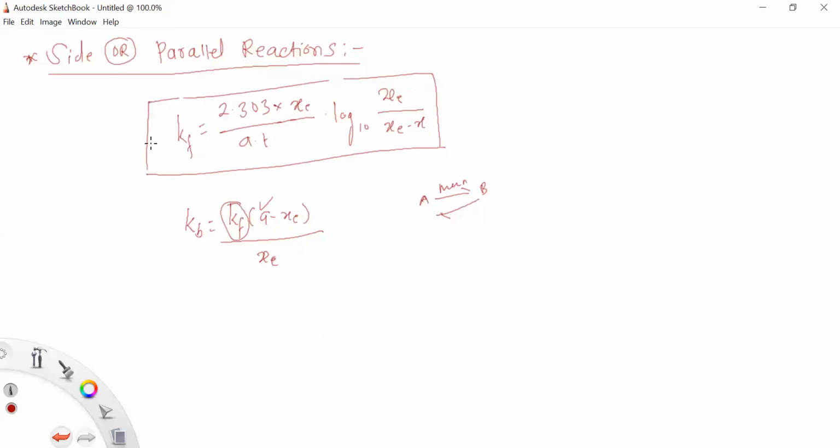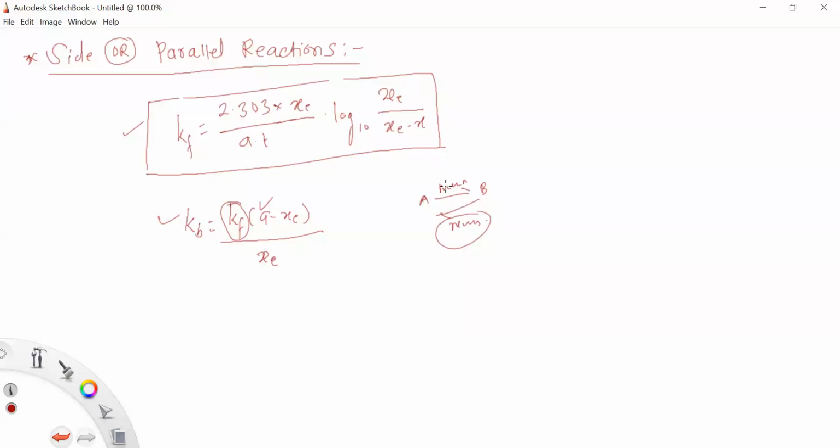So these are the rate equations for forward reactions and rate equations for the backward reactions. If you consider these general reactions, A is formed into B and B again is formed into A. This is the main reaction and this one is the reversible reaction, right? Both reactions are very important to find out the rate equations or the rate of reactions.